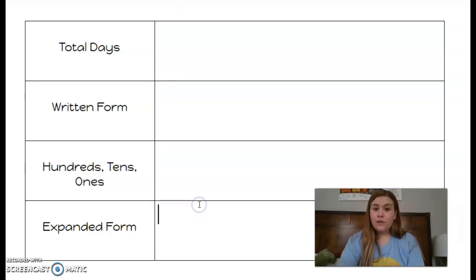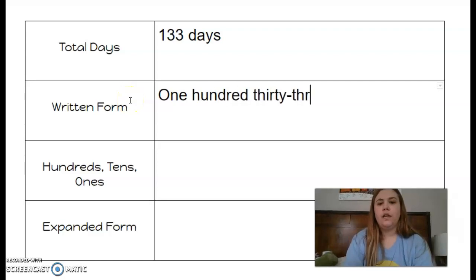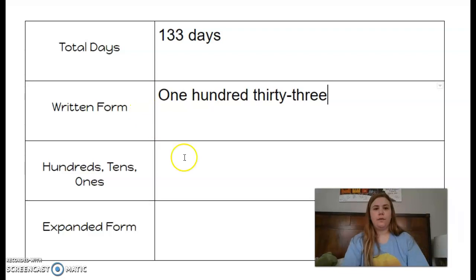Now, let's do today's for 133 days. So it's been 133 days in school. Those 2 days. Written form, it is 133 is the number for today.